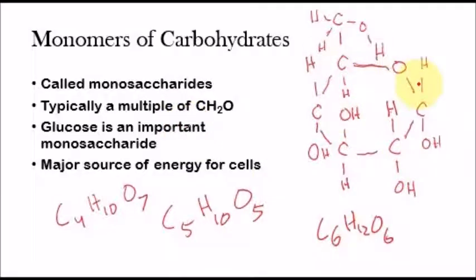It has a nice ring. If you look here, it has this carbon ring going around like a hexagon, and then it has many hydroxyl groups. There's a hydroxyl group here, here, here, here, and also right there. As you should know from the previous video on functional groups, because it has so many hydroxyl groups, glucose is actually soluble in water, and it's a major source of energy for cells.